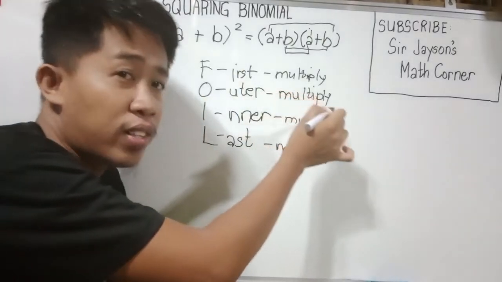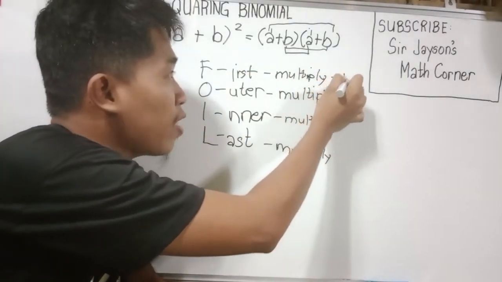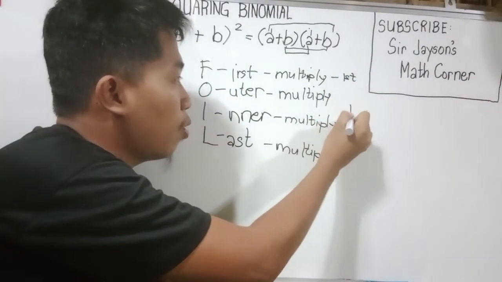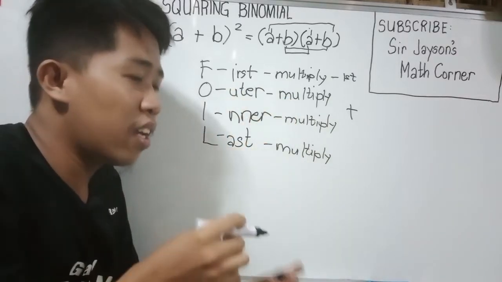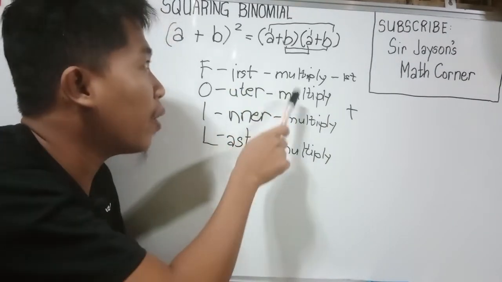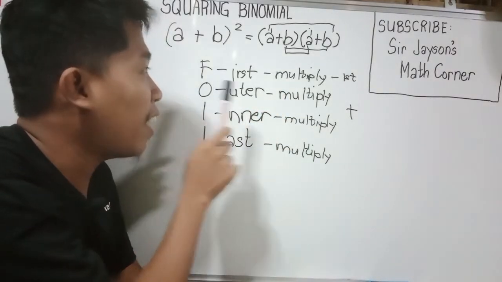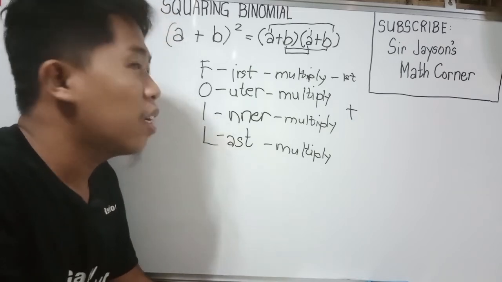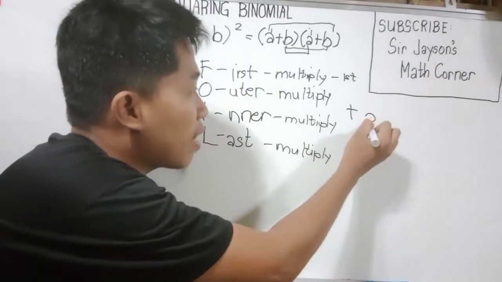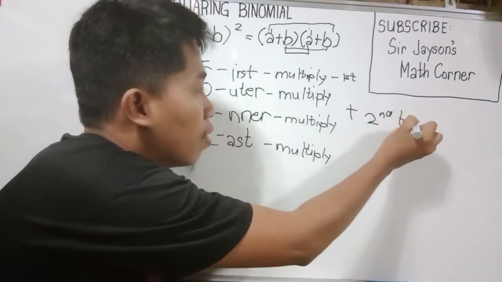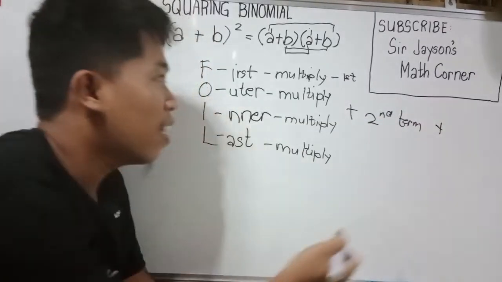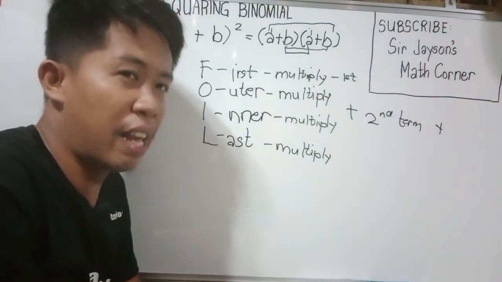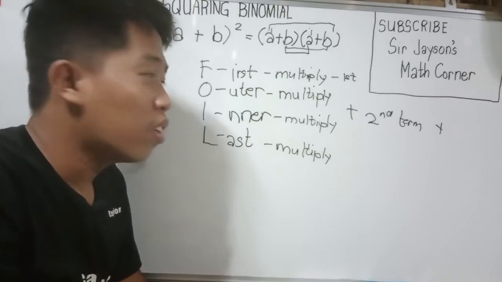The product of the first terms is the first term of your final answer. Then you add these two, because they will be like terms. If you evaluate the product of the outer terms and the product of the inner terms, those can be added because they are like terms. And this is our second term, plus again our last term. So the product of this expression is comprised of three terms.